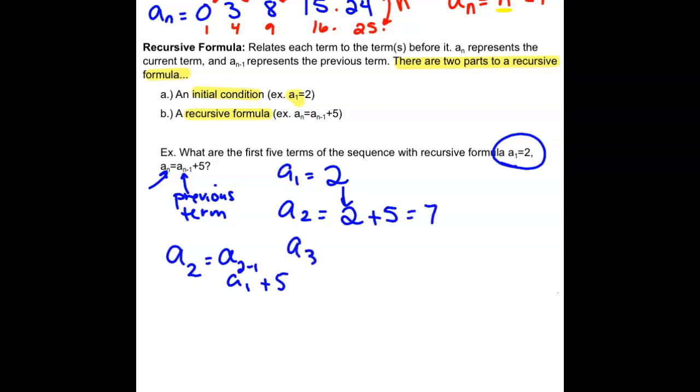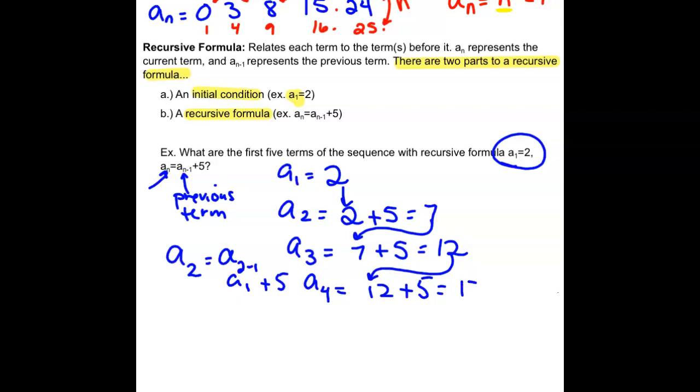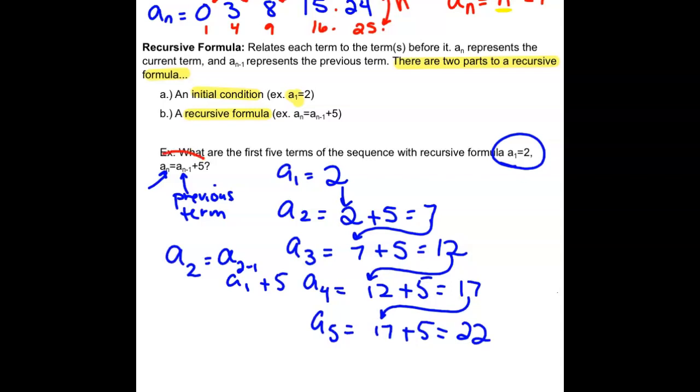Then when I go to find my third term, I'm going to take that previous answer again and add 5 to it. My fourth term takes my previous answer, adds 5, and my fifth term takes my previous answer and adds 5. So I'm just going to continue to add 5 each time. So that's what it's telling me right here. Take the previous number and add 5 to it.